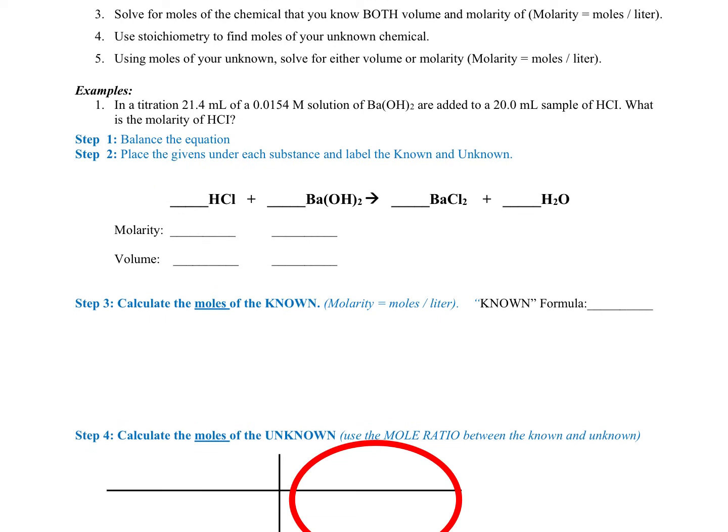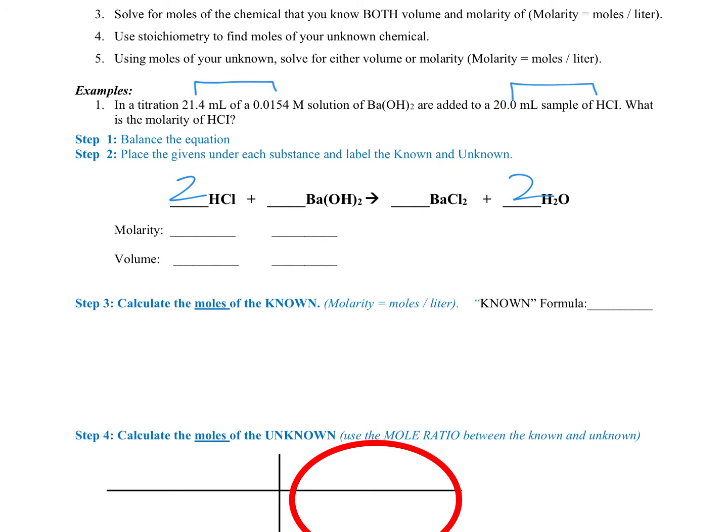In a titration, 21.4 milliliters of 0.0154 molar solution of barium hydroxide are added to 20 milliliters of hydrochloric acid. They want to know the molarity of the hydrochloric acid. So our first recommendation, or step 1, is always balance your acid-base reaction. So I'm going to need a 2 in front of the hydrochloric acid and a 2 in front of water.